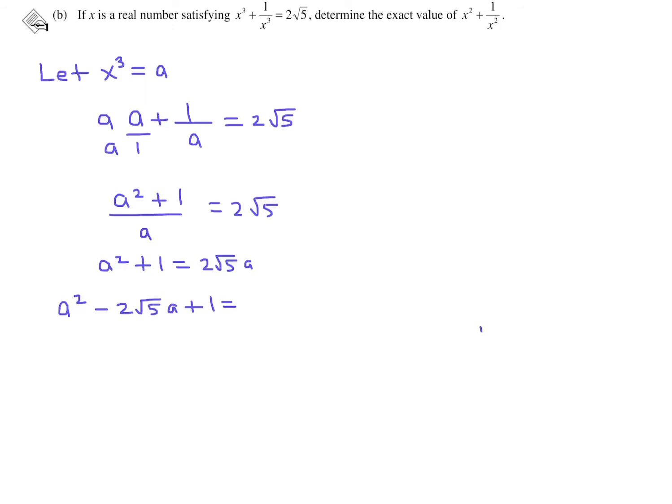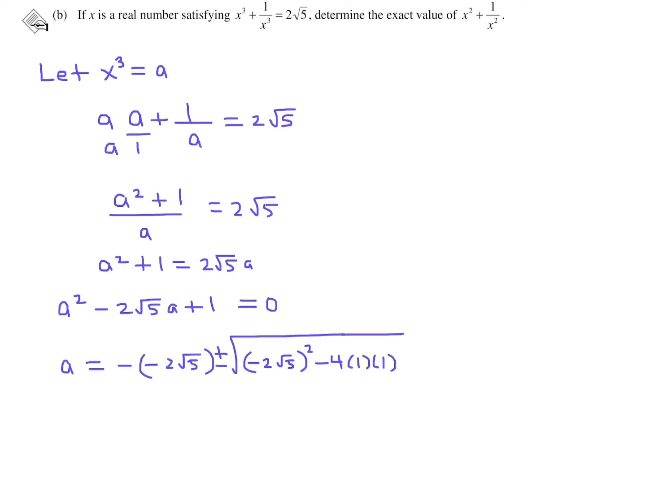At this point, this looks like a quadratic, correct? And if it is a quadratic, I can probably just use the quadratic formula unless this factors. Does it factor? I don't really know. It doesn't look like it. That's okay, I'll use the quadratic formula. It's not going to be that painful. a is equal to minus b plus or minus the square root of b squared, so minus 2 root 5 all squared, minus 4ac, all over 2a.